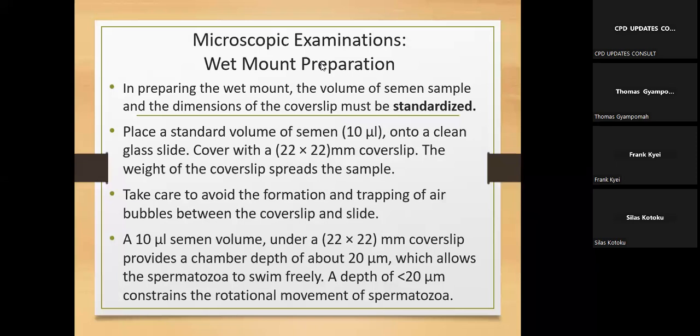Ten divided by 22 by 22, what do you get? All right, so if you divide 10 by 484, you are going to get 0.02. And remember, I said this 0.02 is going to be 0.02 millimeters.